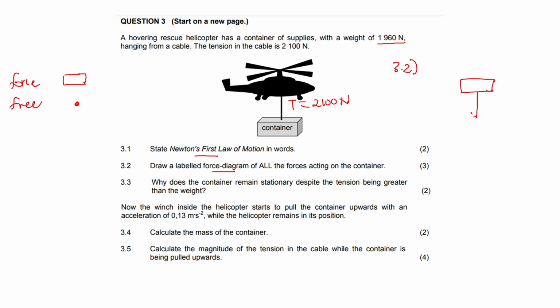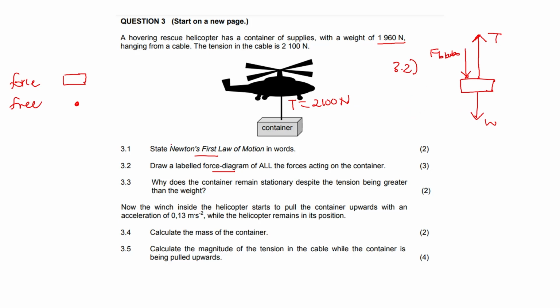Definitely the weight, the gravitational force. Then remember there's tension. In this case, tension will be a little bit longer than weight, because it's being pulled up. So tension is upwards. But then there's also the force from the helicopter, the blades acting on the container. And you will get 3 marks for each arrow in the correct direction and correct length.